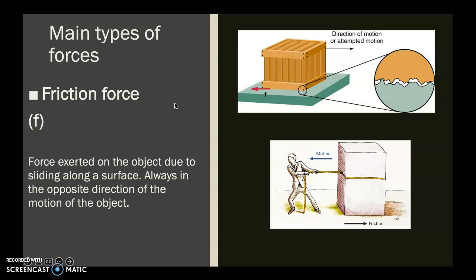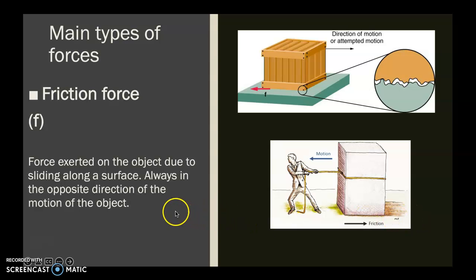The next force is friction force. Notice it is a lowercase f. This is to help prevent confusion between force and friction. So whenever we do friction, it's always going to be a lowercase f. What's important to know about friction force is that it's always in the opposite direction of the motion of the object. So in this case, if the box is moving to the right, friction is going to go to the left. If the box is going to the left, friction is going to go to the right.